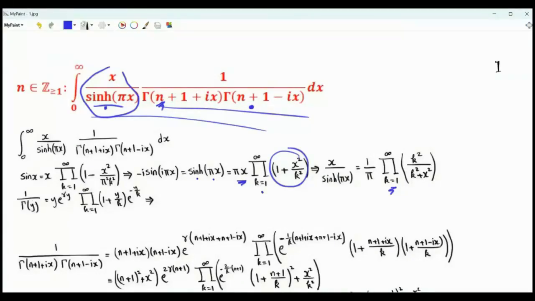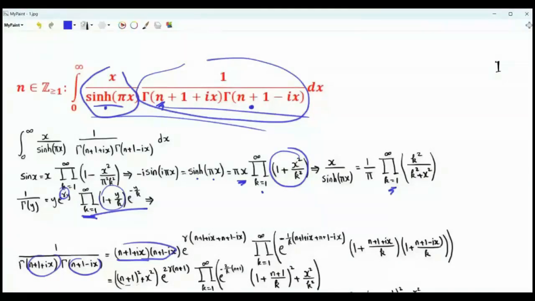The reciprocal of gamma of y is y e to the small gamma y, that's the Euler-Mascheroni constant. Then we have a product k from 1 to infinity, e to the minus y over k times 1 plus y over k. If we apply this to this part here in the integrand, we have n+1 plus ix, and n+1 minus ix. Together, these give us n+1 squared plus x squared. Then we have e to the power, the Euler constant, and the sum of these two guys, which is 2 times n+1. The exponential inside the product will be e to the minus 2 over k times n+1.